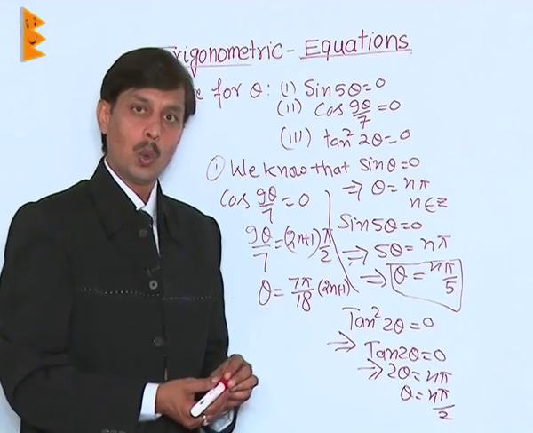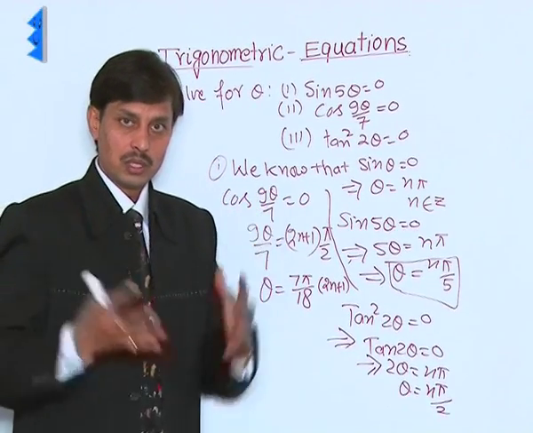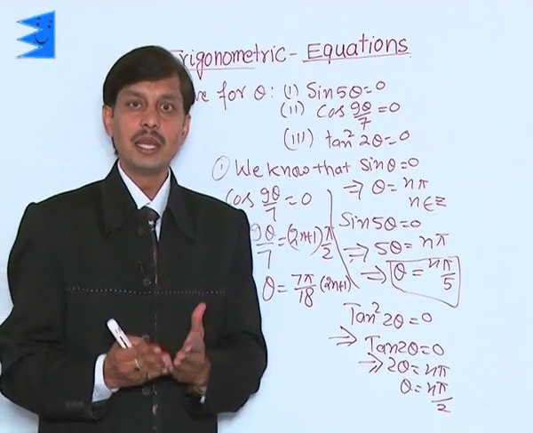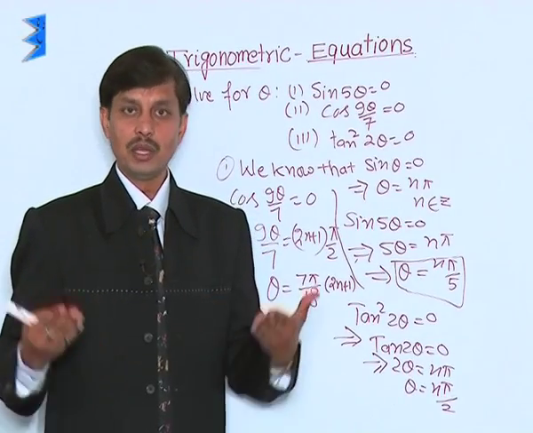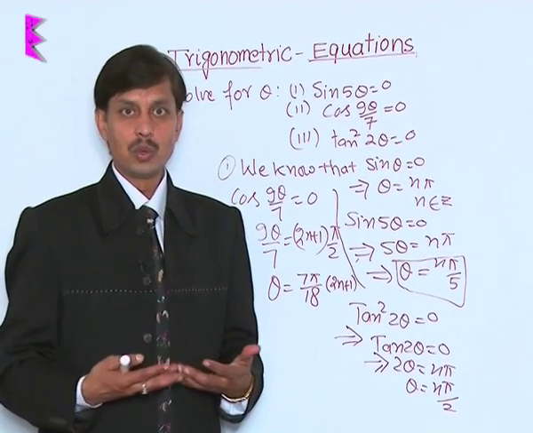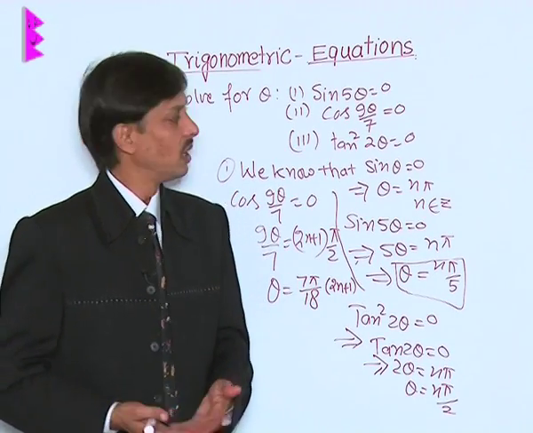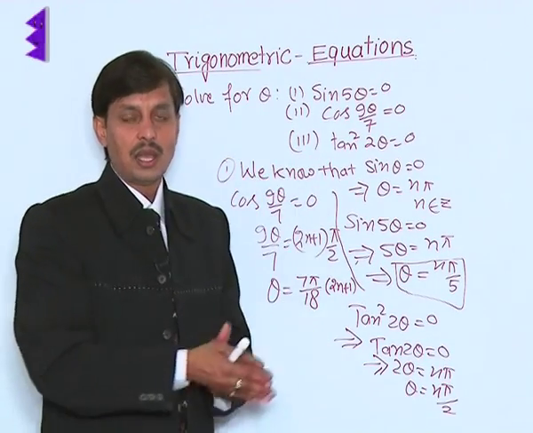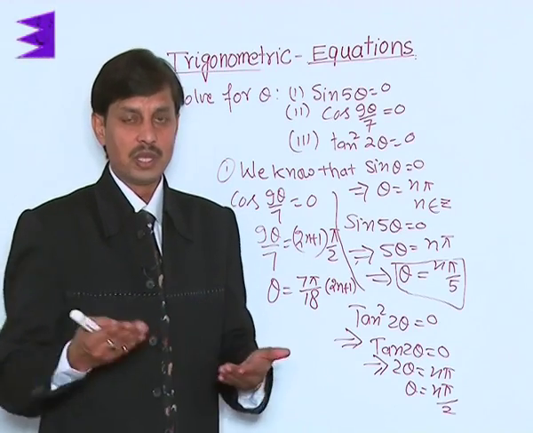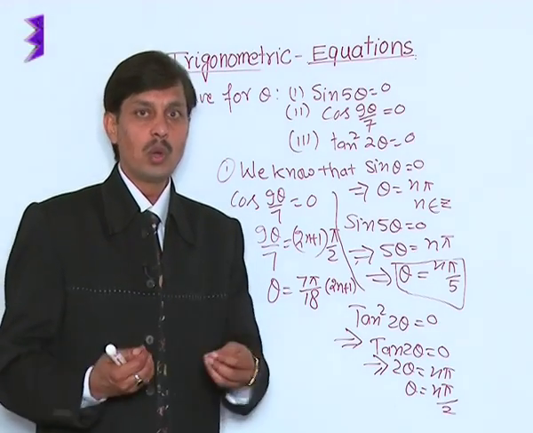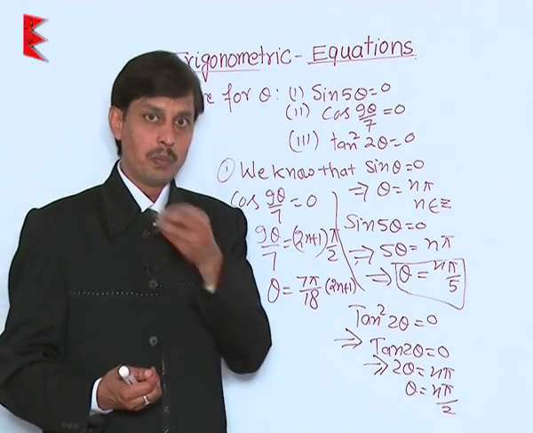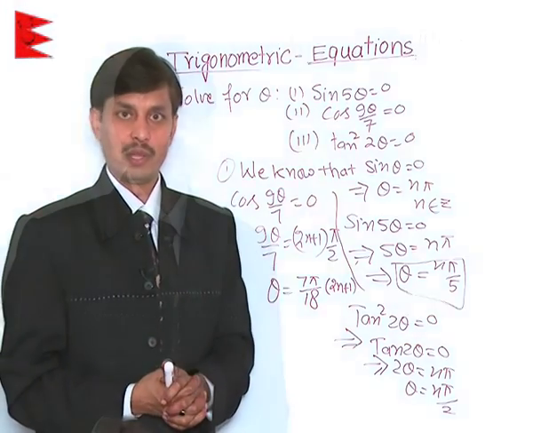So the results which are basic: sin theta 0, theta is n pi; cos theta 0, theta is equal to (2n plus 1) pi by 2; tan theta 0, theta is equal to n pi, can be utilized like this. And now for further, I will discuss a few more difficult results based on different formulae.